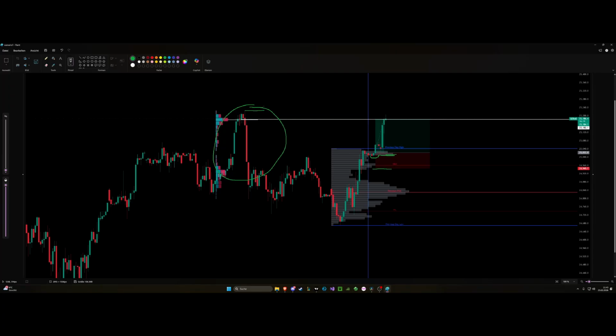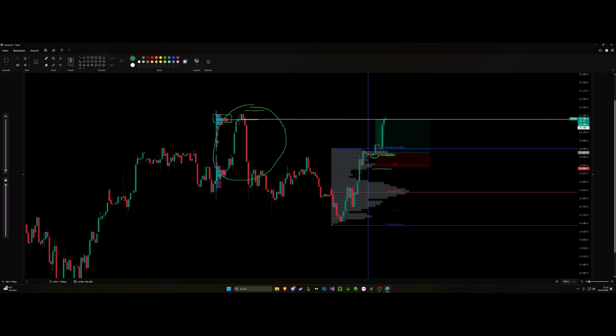And then what you will clearly see is that the point of control, so where most people transacted, basically our target or the region that is going to be defended, is up here. And what happened? Price cleared this POC, went a bit higher, but then retraced. We didn't even get to that swing high. But that's why it's important to use the fixed range volume profile for your take profit. It works amazingly.